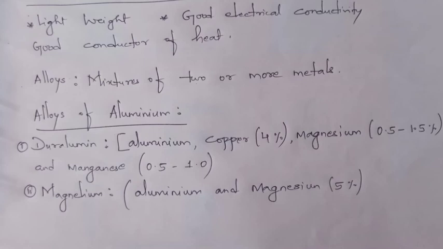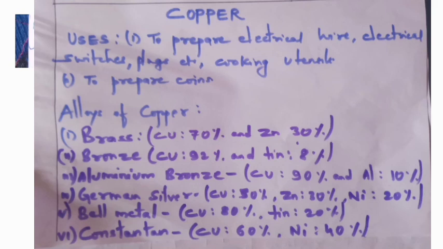Now let us discuss the uses of copper. Copper is used to prepare electrical wire. It is also used to make electrical switches, plugs, etc. It is also used for making cooking utensils, and in some countries it is also used to prepare coins.